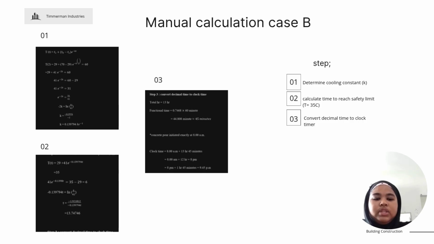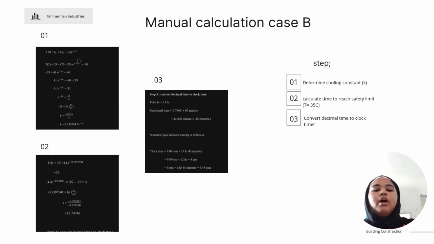Solving the differential equation yields a cooling constant of 0.139794 per hour. For step 2, we have the time to reach the safety limit, which is 35 Celsius. So why does this matter? Because concrete becomes structurally compromised or difficult to handle if it cools past a safe threshold. We want to find exactly how long it takes to reach a safe limit of 35 Celsius. Rearranging the formula and solving for T, we get roughly 13.75 hours of functional window.